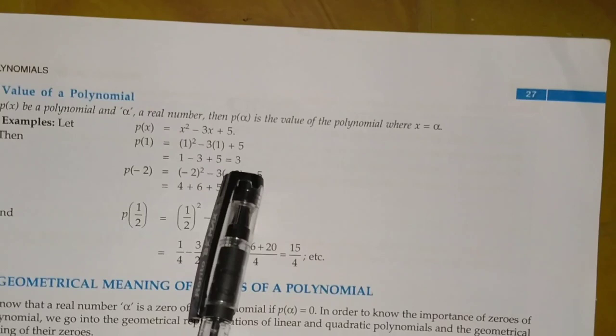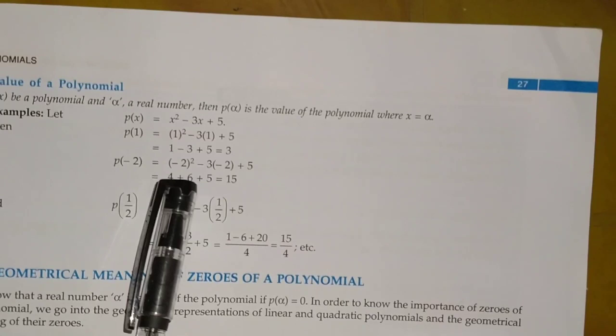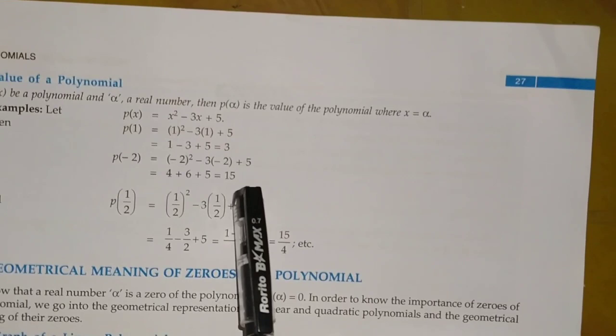That is the value of the polynomial. If we substitute minus 2 for x, p of minus 2 equals minus 2 square, minus 3 into minus 2, plus 5. Solving, we get 15. So p of minus 2 equals 15, which is the value of the polynomial.